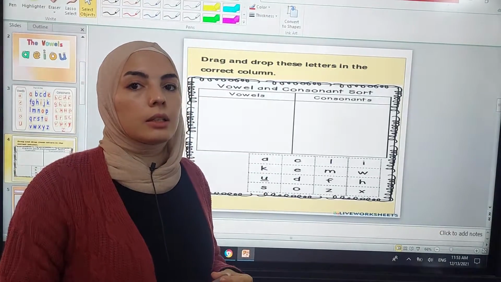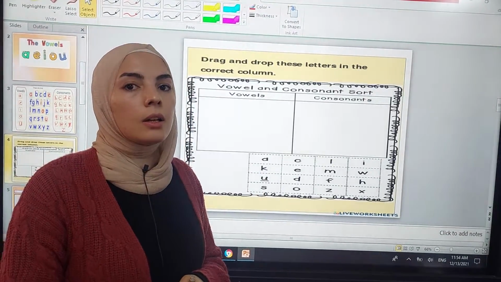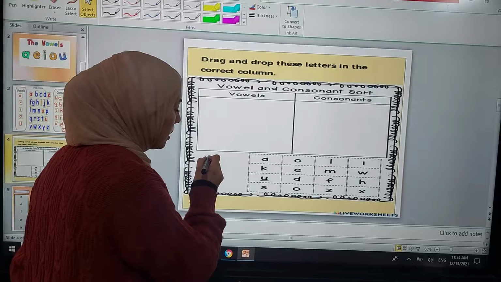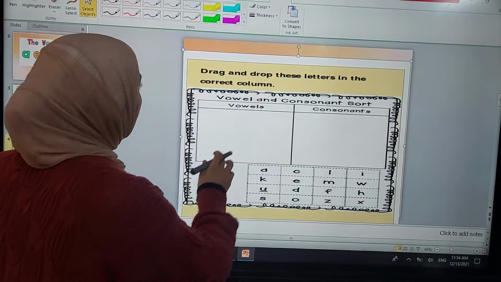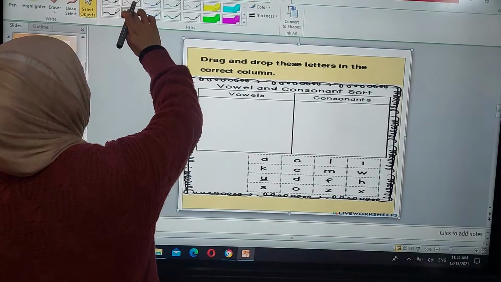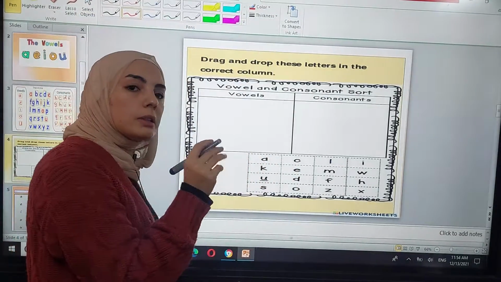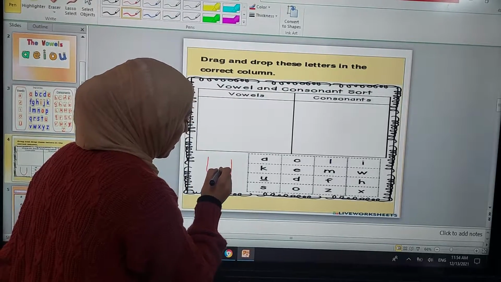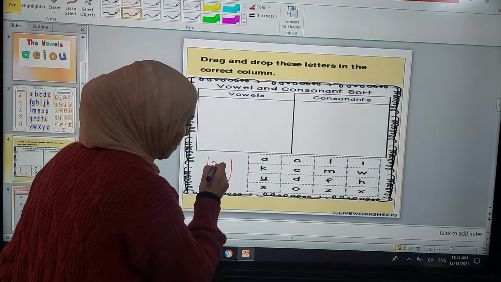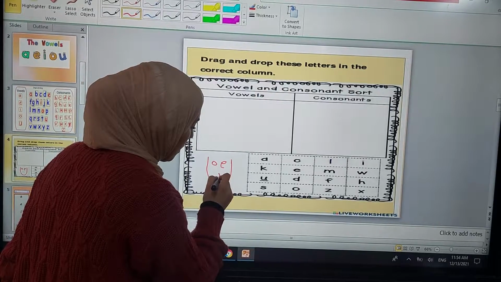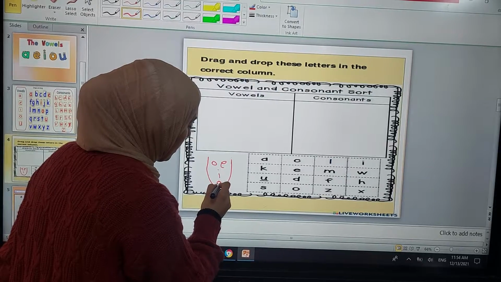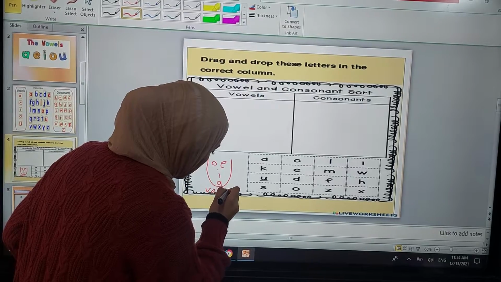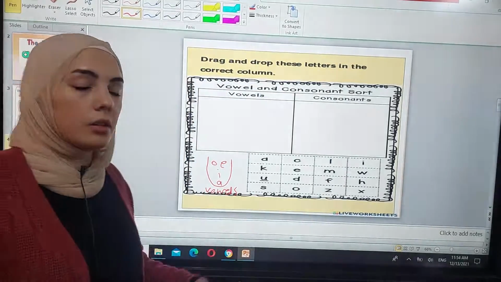We have letter A. Letter A, is it vowel or consonant? Okay, let me make something for you. I will draw a happy face. I will show you what we have to do here. I will draw all of the vowels in a happy face, like this. Here we have U, O, E, I, and first A. All of these we call them vowels. And the others are consonants.